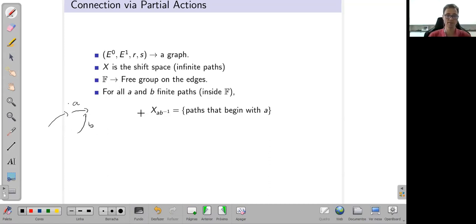So for these elements of the free group, I look at all the sequences that start with A. It could be a sequence that starts here, and of course, it will be erased. I don't know, this goes on in my graph. So I'll have a map from X_{AB^{-1}} into X, and the inverse would be BA^{-1}. So what I do is get a sequence here that starts with A, for example, XC.